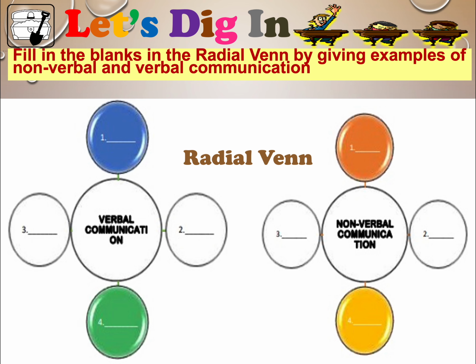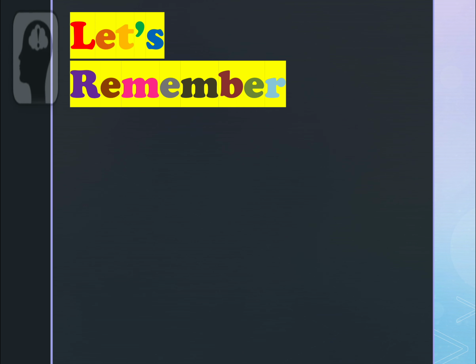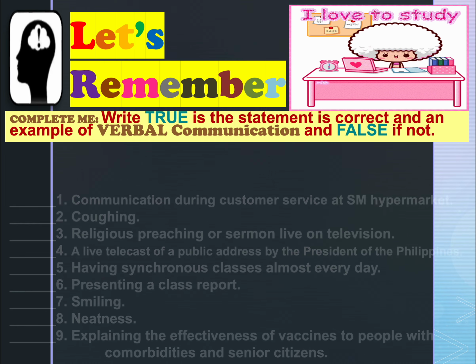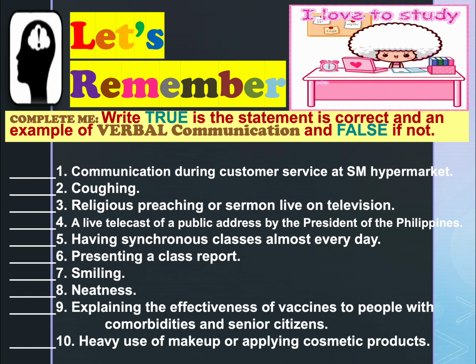Okay, let's dig in more with the difference between nonverbal and verbal communication. You are asked to fill in the blanks in this radial Venn examples of verbal and nonverbal communication. So draw it in your answer sheets and give 4 examples of each type of communication. For your recap, you are asked to read the following statements about verbal communication, and identify whether the following statements are true or false.